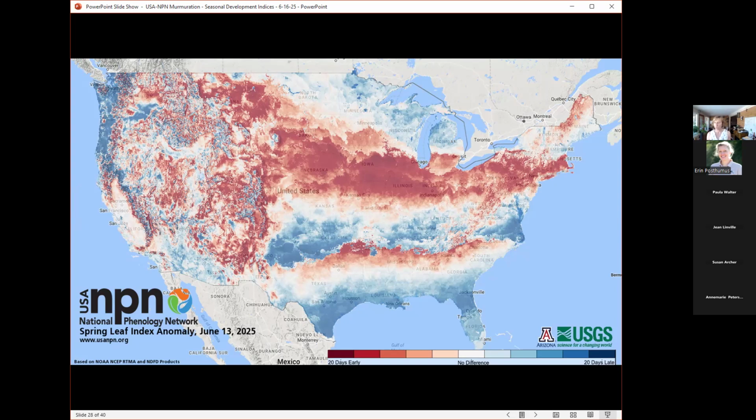And so what we end up with is locations that we shade red, where this year the index was reached earlier than that long-term average, or locations that are blue, which reached the conditions associated with that index later than usual. And if it's white, it was basically right on schedule. And so these maps are really interesting to look at.